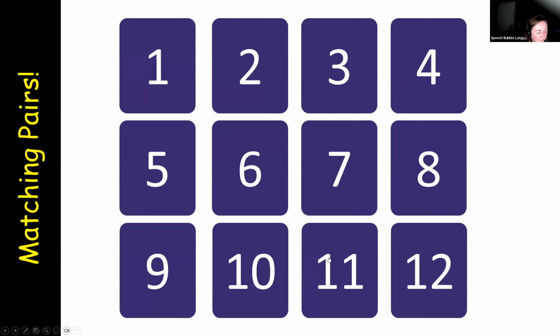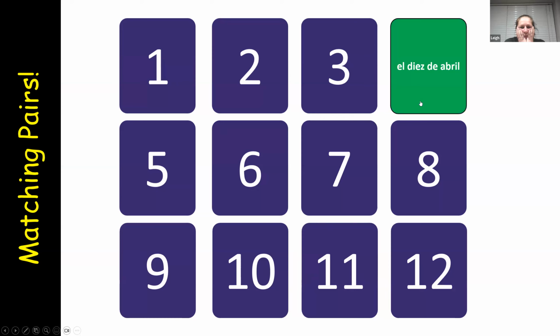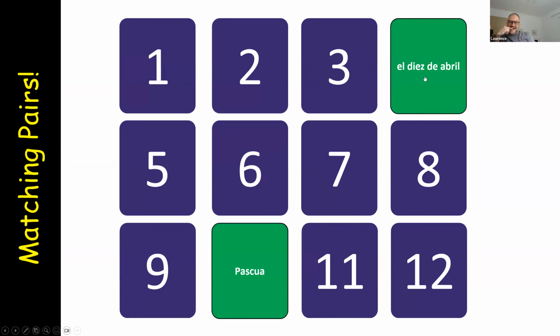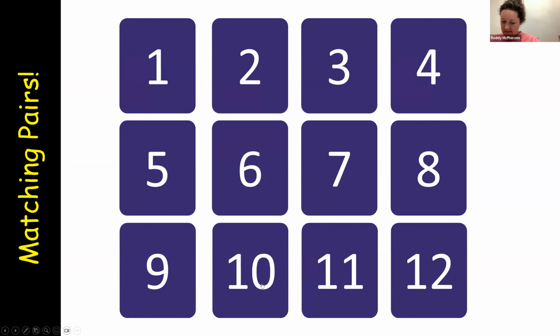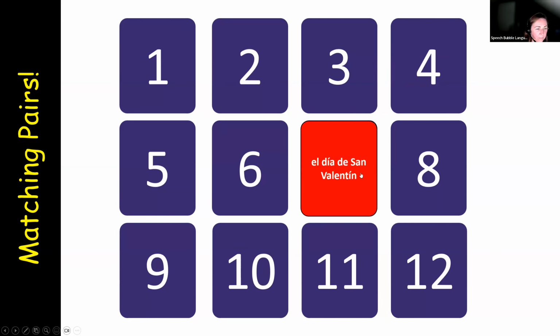Lawrence. 4. 4. El 10 de abril. Ajá. 10. Muy bien, Pascua. Ok, Lorna. 7. El 7. El 7. El día de San Valentín. 1. Muy bien, 1.